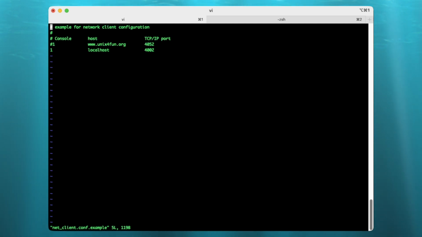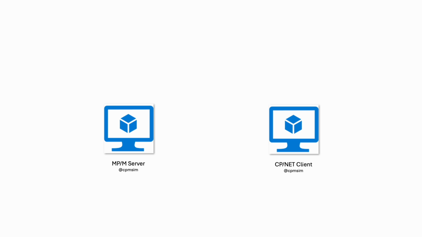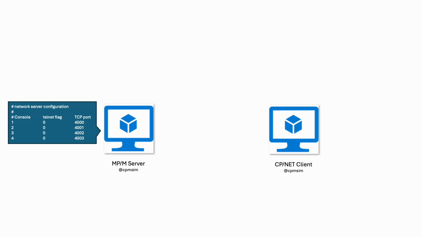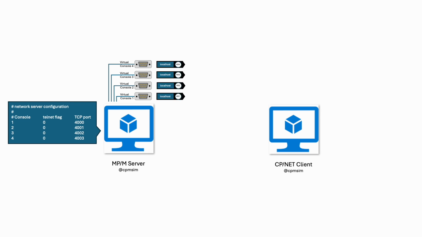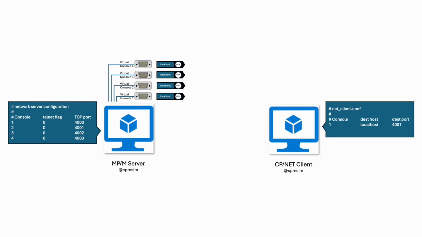For a client, net_client.conf is processed, and any console port given is connected to the given TCP socket. Simplified saying, this plugs a virtual cable between the two simulated serial ports, one on the client side and one on the server side.